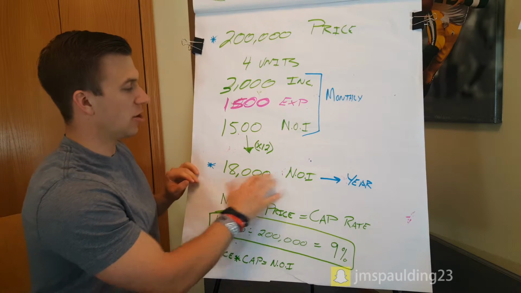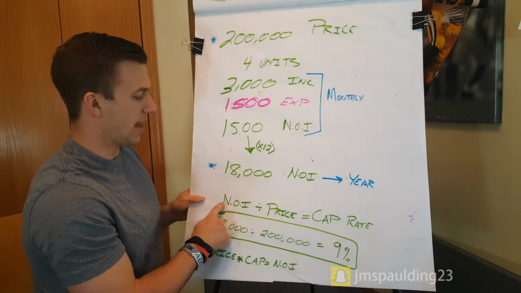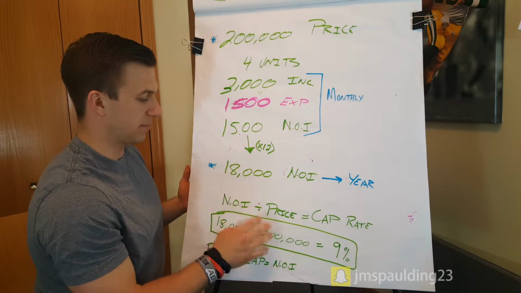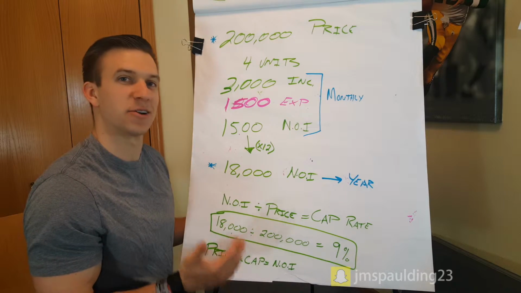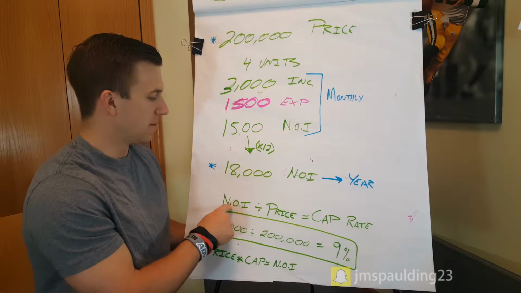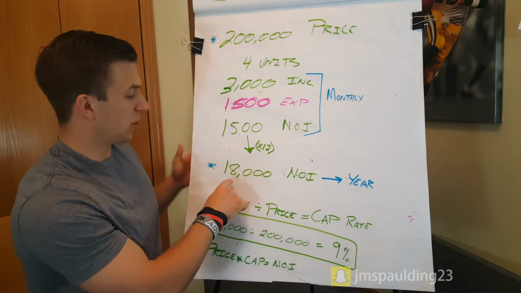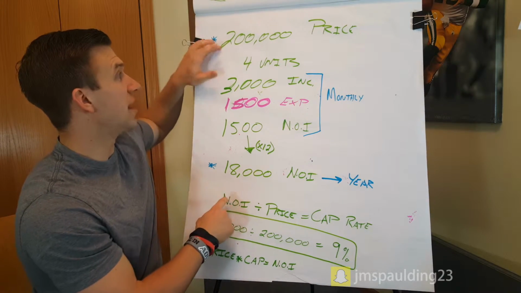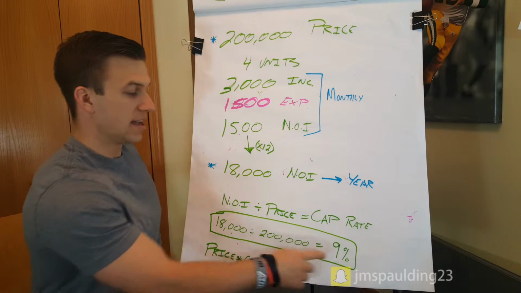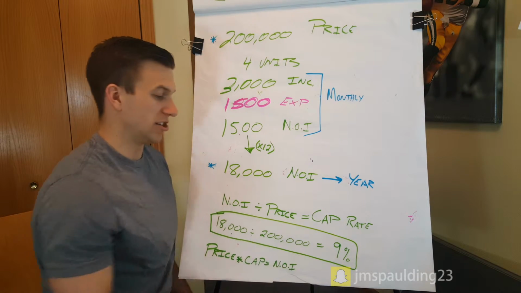So once you find out your net operating income, the cap rate is simple to find. It's a simple equation, right? Here comes some algebra. Net operating income divided by price is going to give you your cap rate. So when you take $18,000 and divide it by $200,000, it's going to give you 9%, which is a pretty good little return, right?